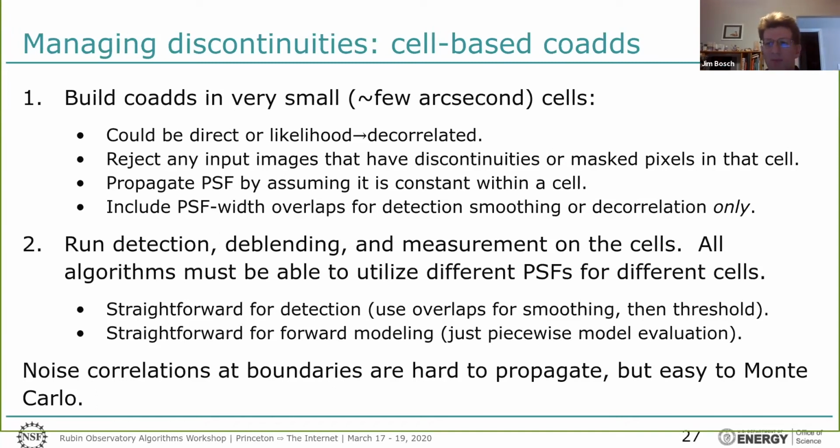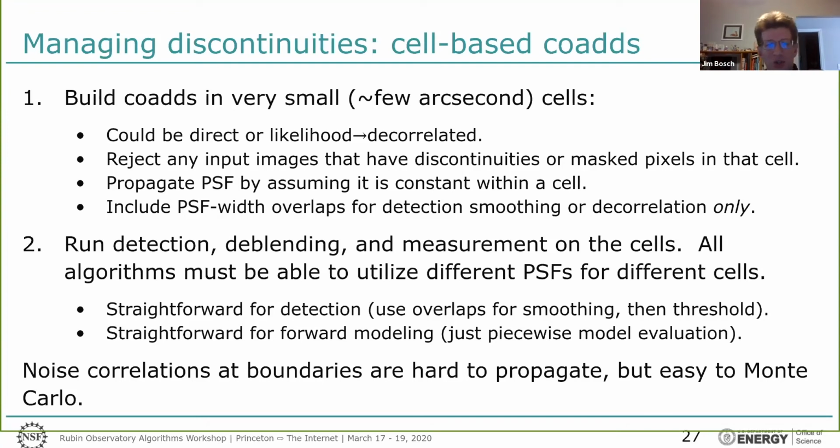And when you coadd a single cell, you would include a PSF with overlap so you can smooth for detection or decorrelation, but only that. Other than that, you'd say assign these cells up front so that they are directly adjacent to each other. And the result is that you get a coadd that has a piecewise constant PSF. That's not something we're totally used to dealing with, but it's pretty easy to imagine how we could write all of our algorithms to work with a piecewise constant PSF.